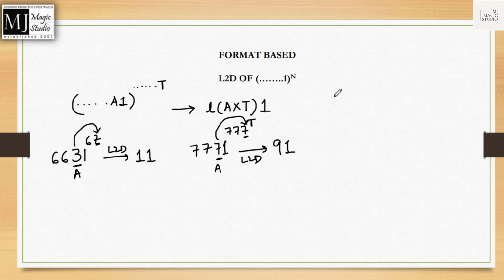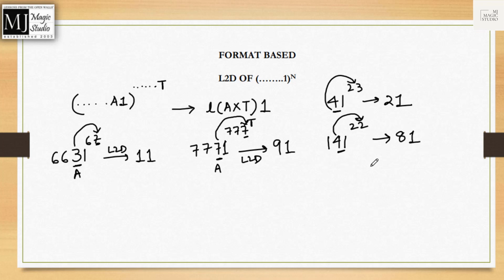Let's do a few more. 41 to the power 23. 4 into 3 is 12. 2 and then 1. The last two digits are 21. Let's take one more. 141 to the power 22. 4 into 2 is 8, and just put 1. Just do one more.